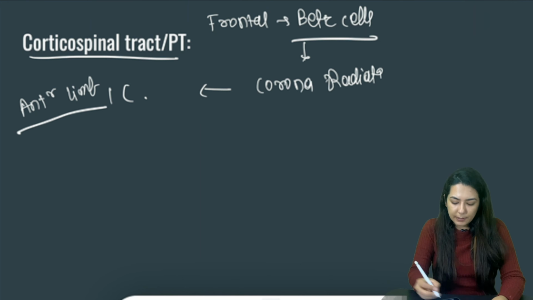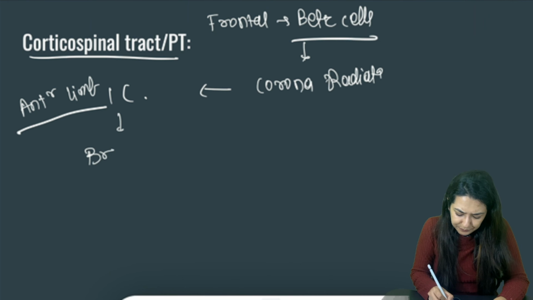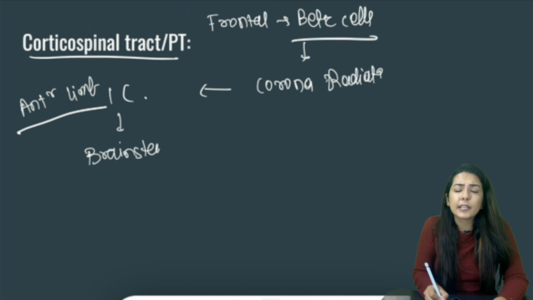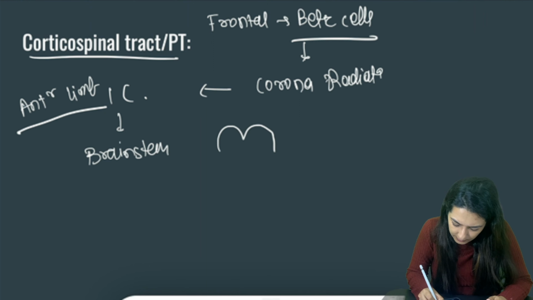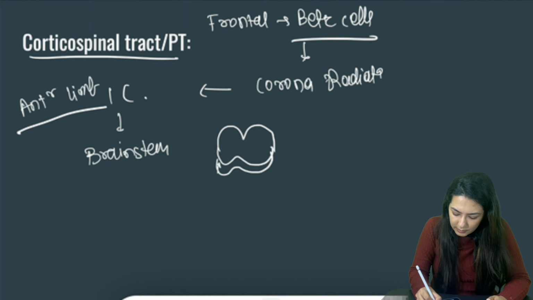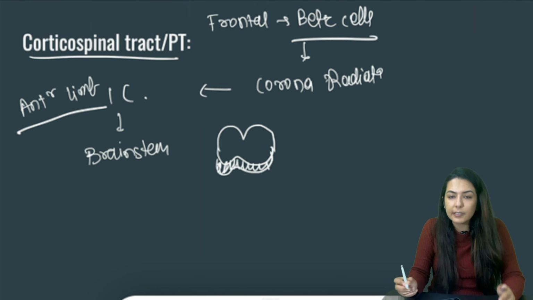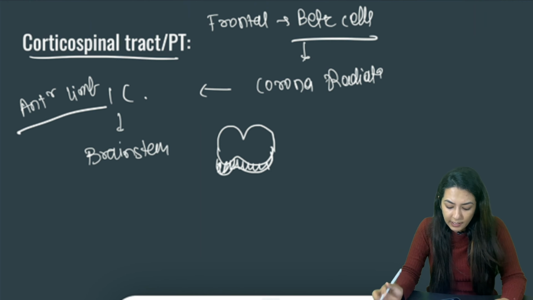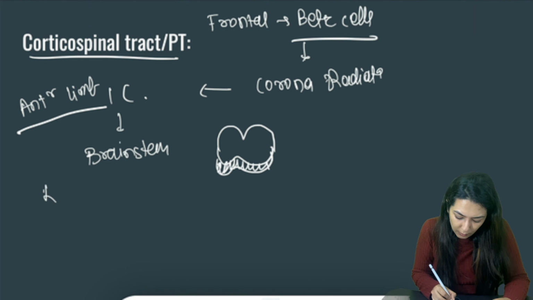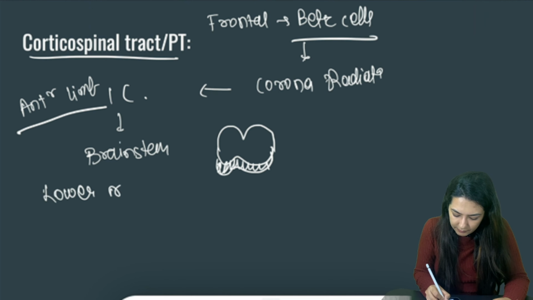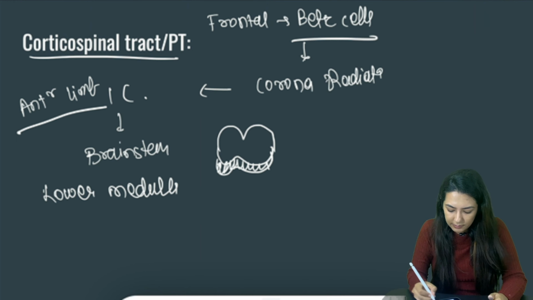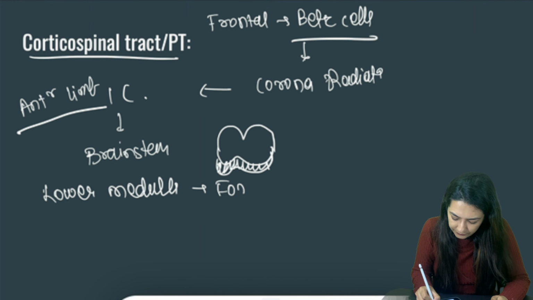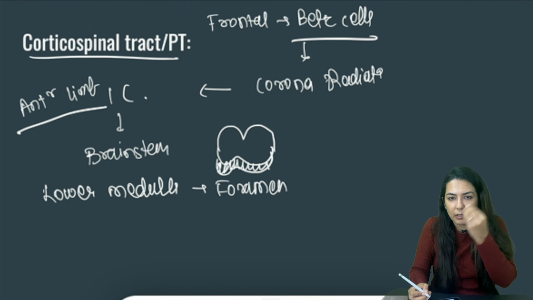Okay, from the internal capsule it will go into the brain stem. In the brain stem, it is on the anterior part. For example, if this is the midbrain, I have also shown this in my cranial nerve videos. This is your pyramidal tract, present anteriorly on both sides. Then at the level of the lower medulla, the medulla will start becoming spinal cord, at the level of the foramen magnum, from which the spinal cord starts.